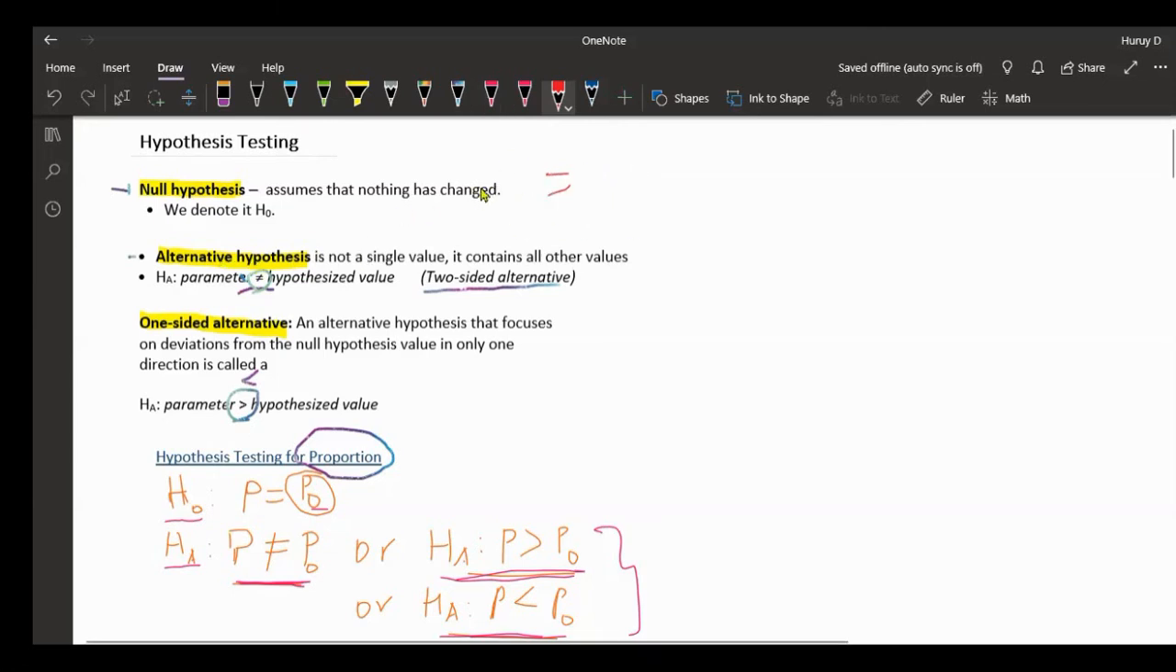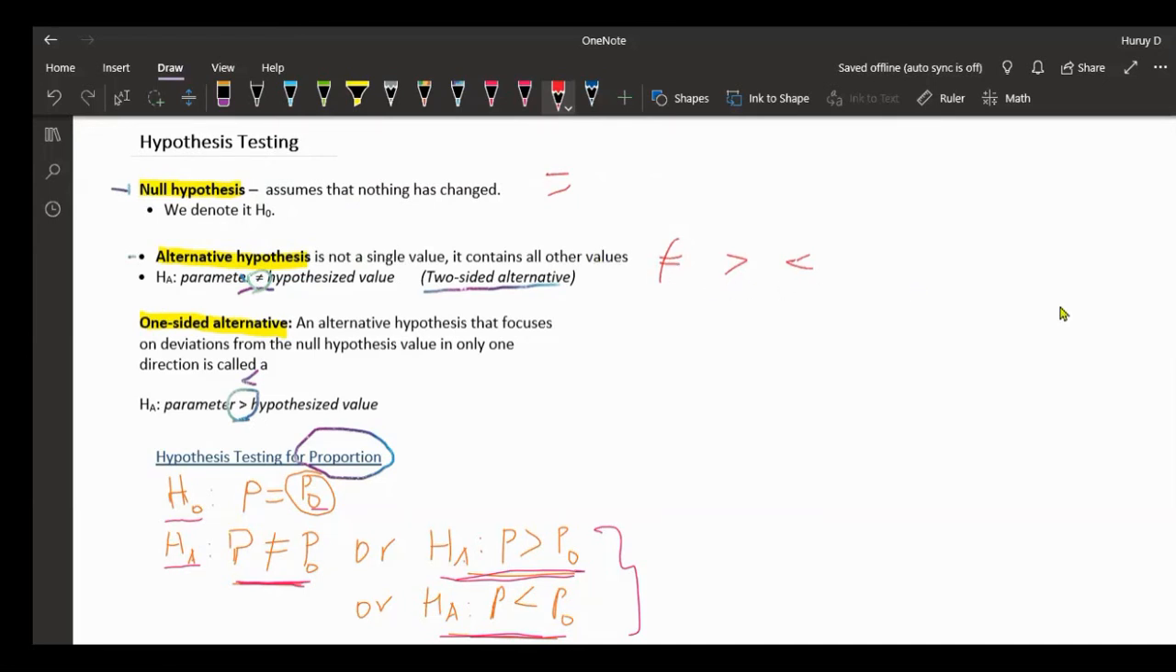So the alternative hypothesis is saying this is not true. It could be less than, it could be greater than, or it could be not equals. So we have the not equal option, we have the greater option, we have the less than option. Okay, so all of these make the alternative hypothesis, either one of them. Just choose one of them depending on your problem, and that will be your alternative hypothesis.